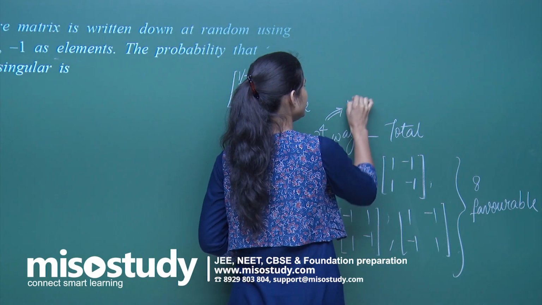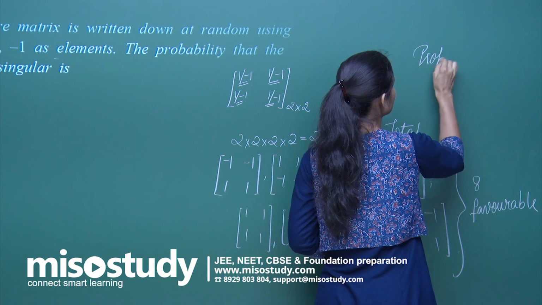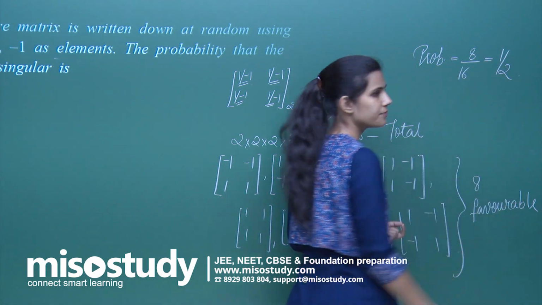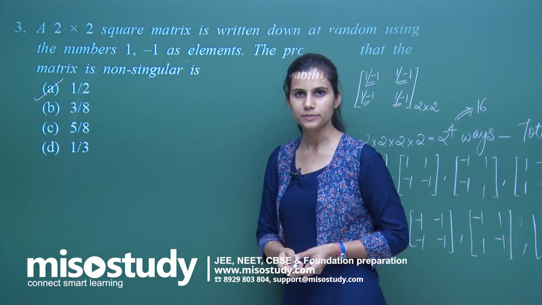This number is 16 and your answer is 8 by 16, which is 1 by 2. Clear? And therefore 1 by 2 happens to be the correct option.